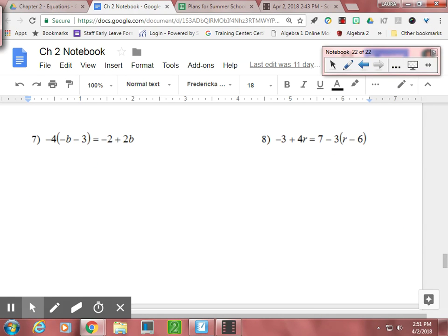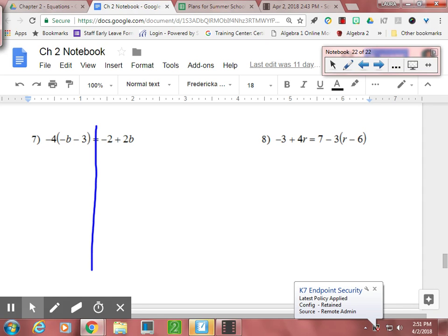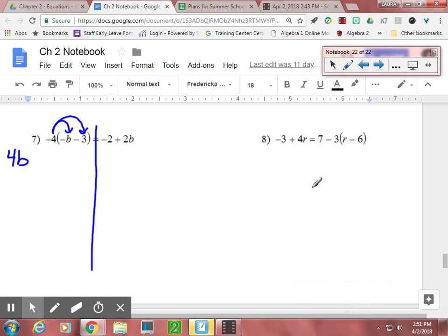All right, let's look at our last two. These are also distributive property ones. So we're going to start with our line down the middle. Distribute, distribute. So I get 4b plus 12 equals negative 2 plus 2b. All right, so this is one of the instances where we need to get all our numbers to one side and all our variables to the other.